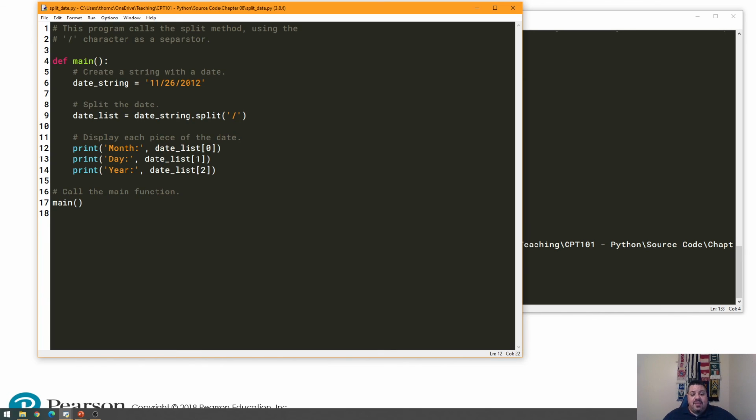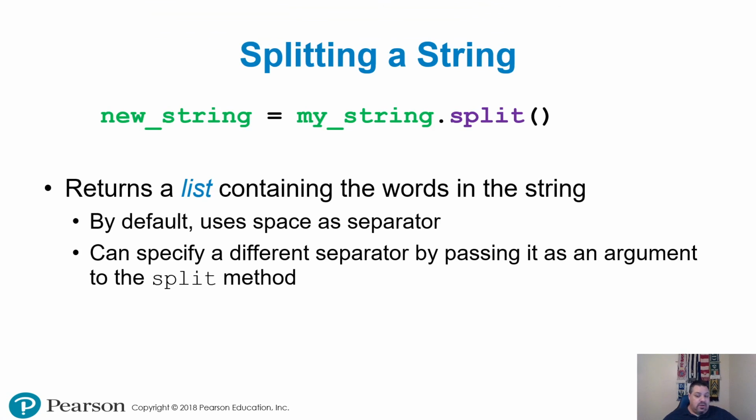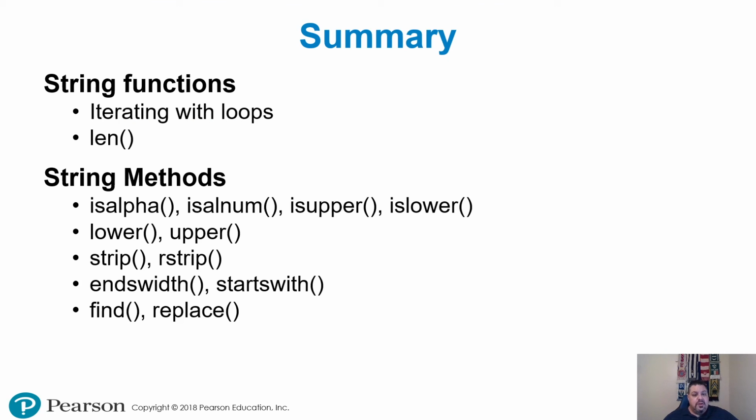So that's what we got. That's the summary of everything we've done today. That's all we're doing this week. Really short week this week. String functions, again, iterating with loops. Don't forget your len function. Those are the actual functions. The len is the only function that would work with it, actually. And then all the different methods. And I've only listed a few here. Your book has all of them in the tables.